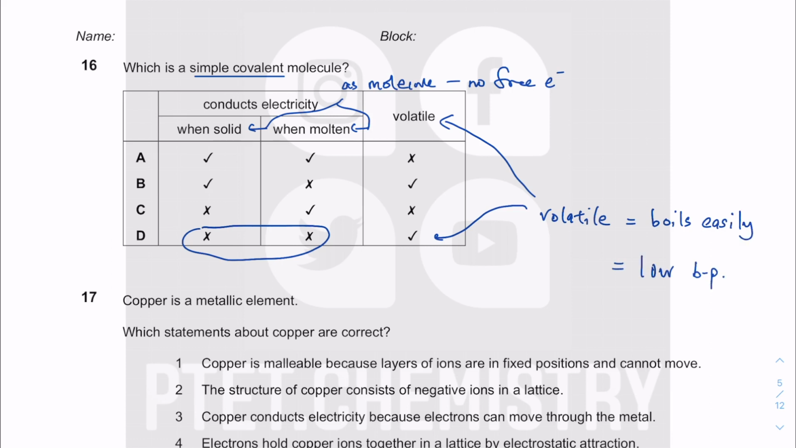So this is an English word, volatile. Volatile means how easy it is to boil. Volatility has to do with how easily you boil. Volatile means you boil easily. If you boil easily, you have a low boiling point. That means it's a property of simple molecular structure.